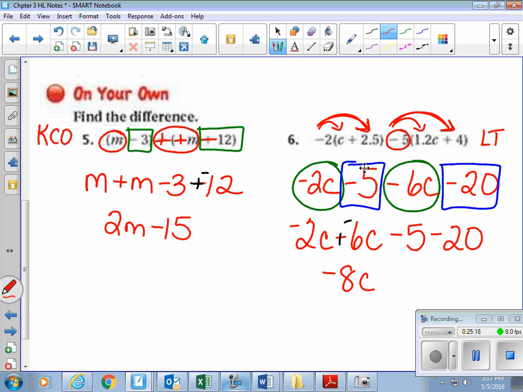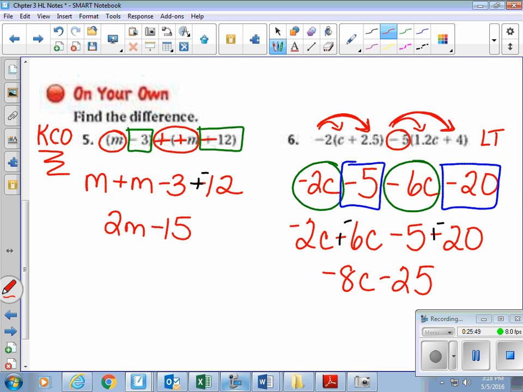And negative 5 minus 20 is like saying negative 5 plus negative 20, or negative 30. I'm sorry, negative 25. So final answer, negative c minus 25 would be what you get. So just to reiterate that, nothing to distribute, use keep change opposite.